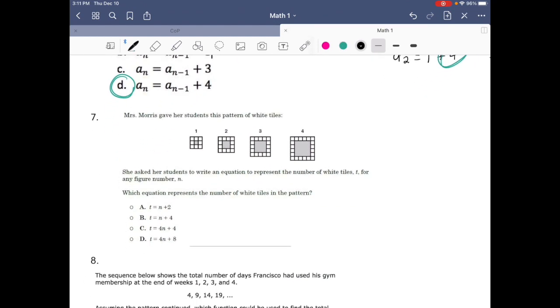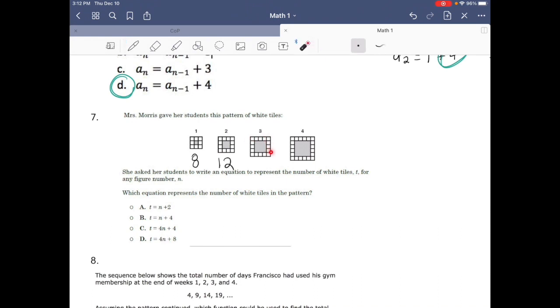Miss Morris gave her students this pattern of white tiles. She asked her students to write an equation that represents the tiles for any figure. So the white tiles is what we're looking for. So in the first figure, we have a total of 1, 2, 3, 4, 5, 6, 7, 8 tiles. Then in the second one, we have 4, 5, 6, 7, 8, 9, 10, 11, 12.